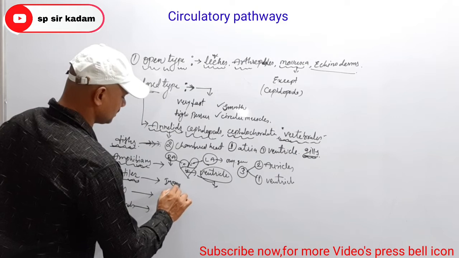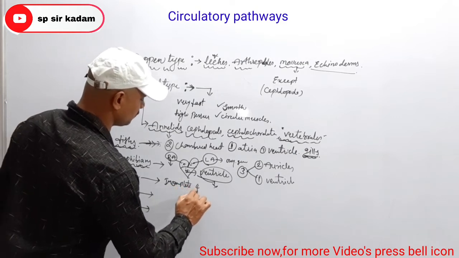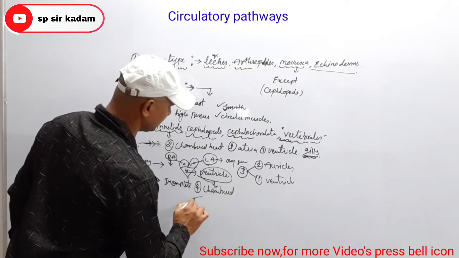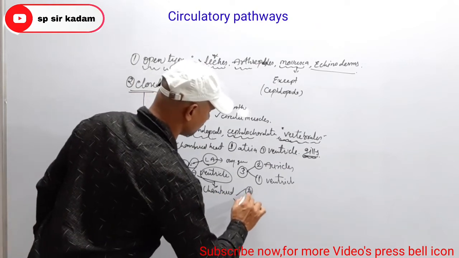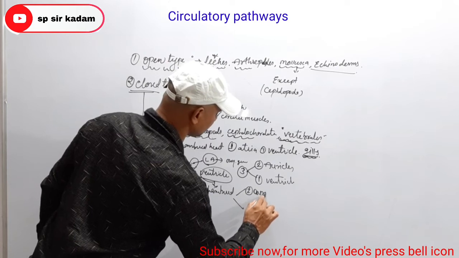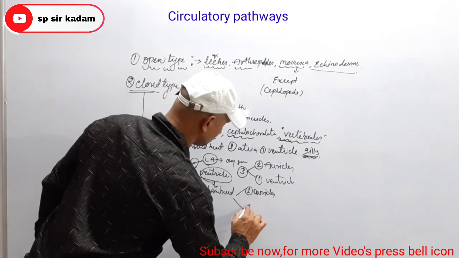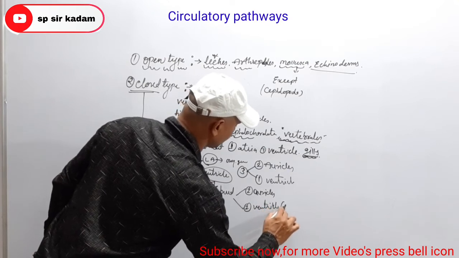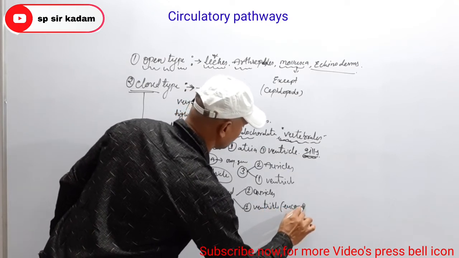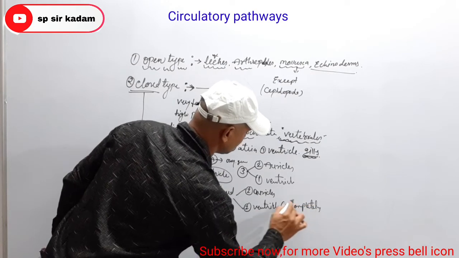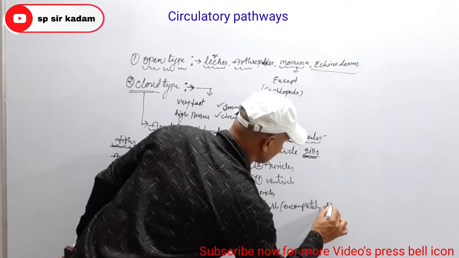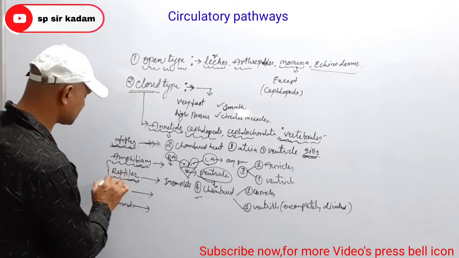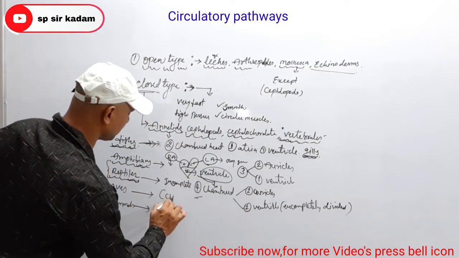Incomplete four-chambered. Incomplete four chambers means here the two auricles are completely separated, and the two ventricles are incompletely divided. So here also blood gets mixed, except in crocodile. This point is important.